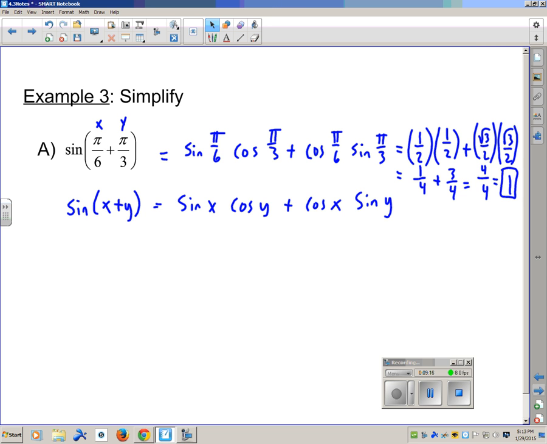So again, we don't distribute the sine through. We go ahead and either find the common denominator in here and add these together and figure out the values, otherwise, we use our formula to find the sine of adding two angles together.